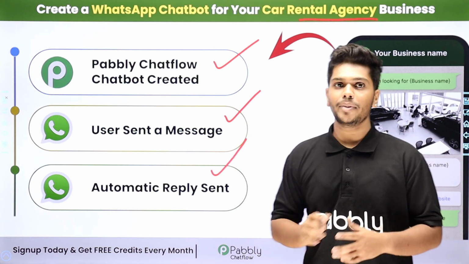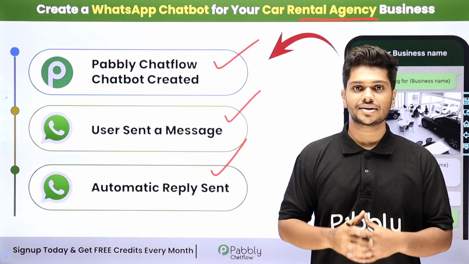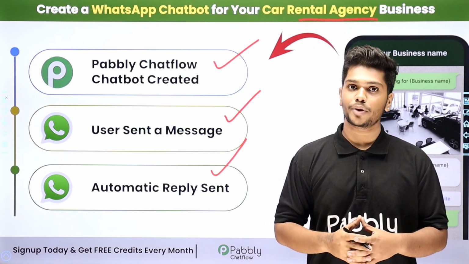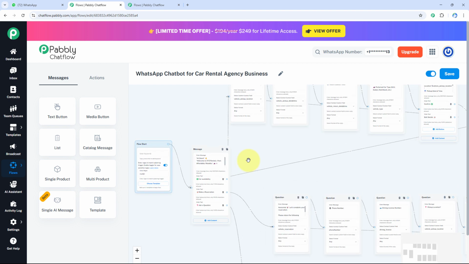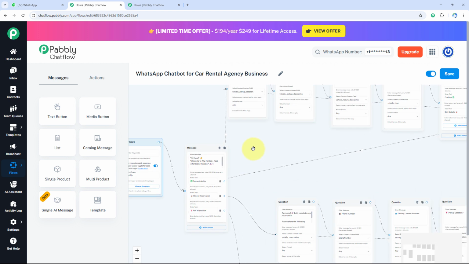If you also want to build this powerful automation for your business, then I'll take you to my screen for the step-by-step process. Welcome to my screen, everyone. As you can see, this is the chatbot that I've created using Pabbly Chatflow, and it will automate my car rental agency business by giving car availability updates, making reservations for my customers and answering their queries.